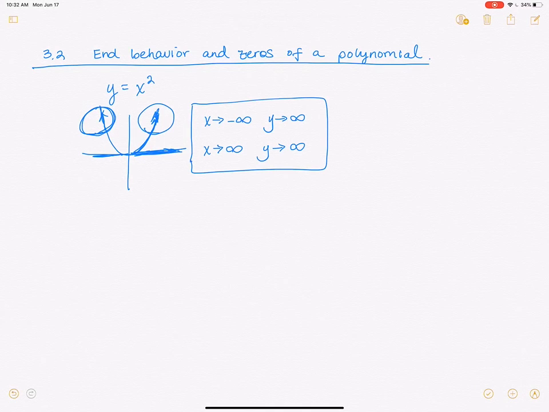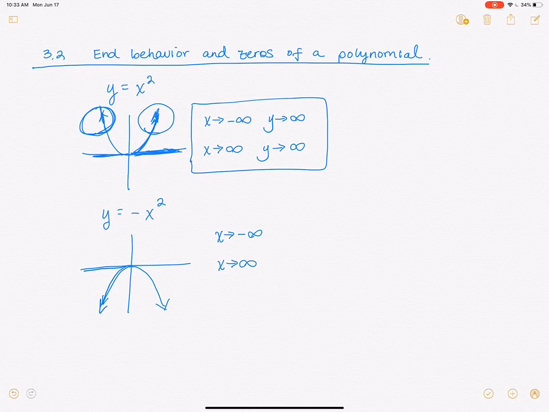All right, now if I look at y equals negative x squared, well, the same thing's going to happen here, except this parabola is going to open down. So if I want to describe the end behavior, I'm looking at what's going on as x goes to negative infinity, and what's going on as x goes to positive infinity. Well, as x goes to negative infinity, y is getting smaller and smaller and smaller. So I'm going to say y is going to negative infinity. As x goes to positive infinity, y is getting smaller and smaller and smaller again. So y is going to negative infinity as well.